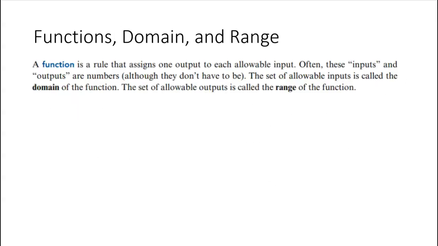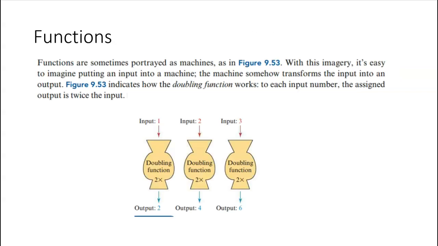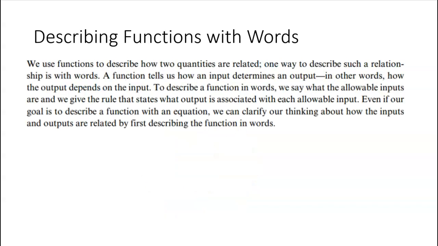So when we talk about a function, as you saw in the previous video, it's a rule that assigns one output to each allowable input. We often call the inputs the domain and the outputs the range. Often you'll see functions portrayed as machines. Inputs go in, the machine does something to them, and then the output is the result. So here you see a doubling function. Whatever comes in comes out double.